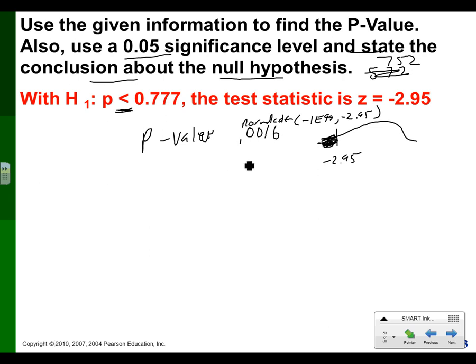So, is this larger or smaller than 0.05? Smaller, so what are we going to do? Reject the null hypothesis. So we're using 0.